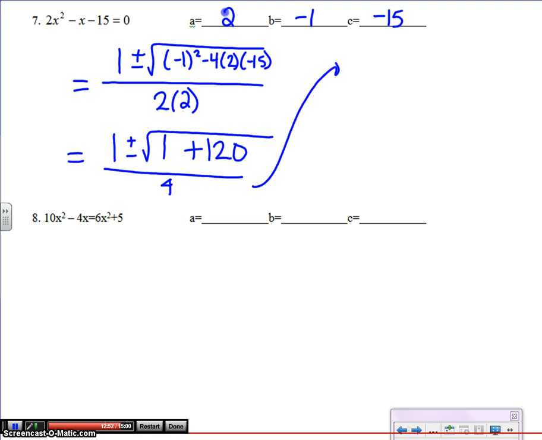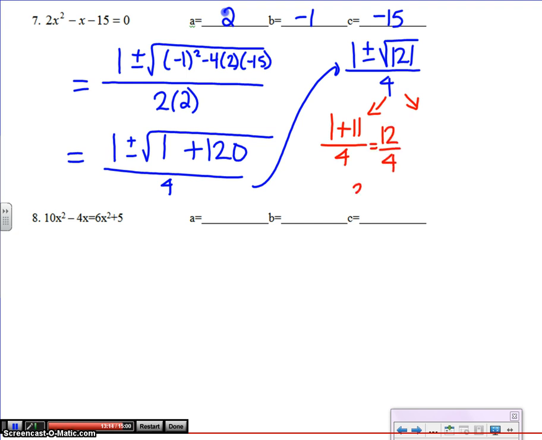Now I'll move Orbit up here. So we have 1 plus or minus the square root of 121 over 4. From this point, we're going to break it into our 2 separate solutions. The square root of 121 is 11, so we have 1 plus 11 over 4. 1 plus 11 is 12. 12 over 4 gives us 3. So that's one solution. In our other solution, 1 minus 11 over 4, that's negative 10 over 4. You can either reduce that to negative 5 halves, or you can say negative 2.5.